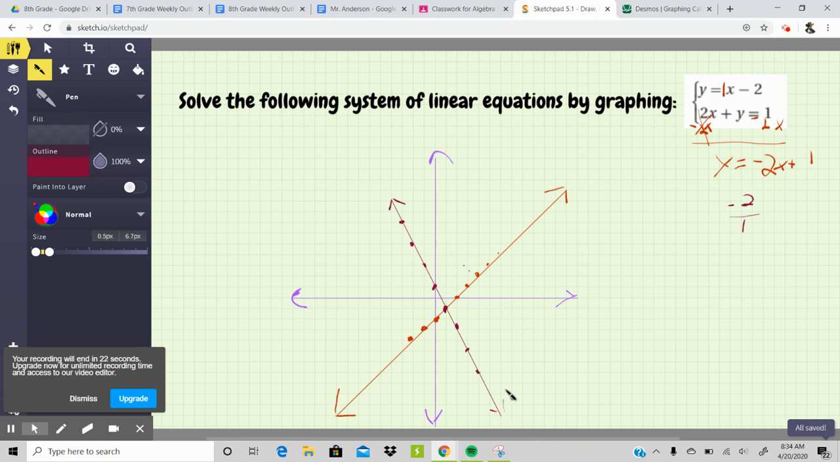If I look, I can see that my graphs intersect right here at the point. Let's see, that would be 1, -1. So my solution for the system of linear equations is 1, -1.